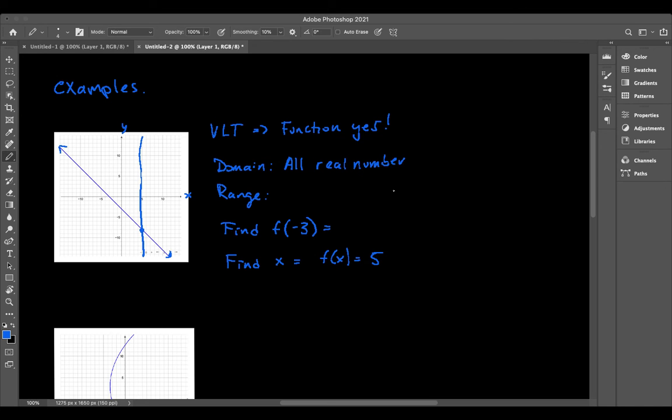Okay? So any number of x I can put in, I'm going to get a value of y, which would be the range. Now looking at the range as well, this one's going all the way up, this one's all the way going down. So this also would be all real numbers.